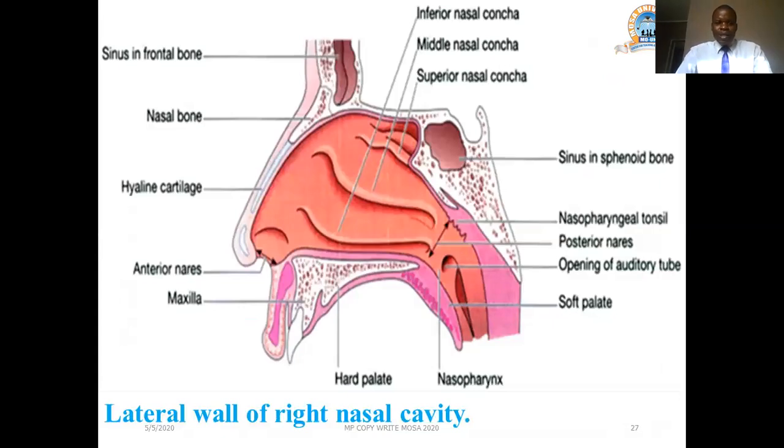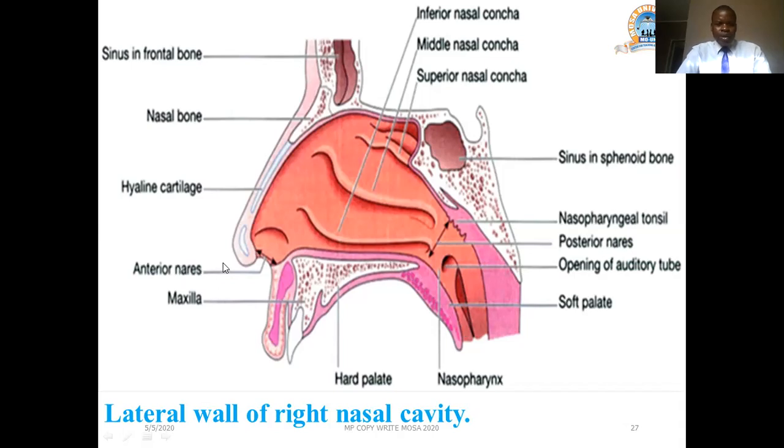Away from that, this is what we've been describing: the middle nasal concha, the superior nasal concha, also the sinuses in the sphenoid bone, which you can see from here. Also the nasopharyngeal tonsils, which undergo inflammation when someone has an infection of the tonsils. We also have the posterior nasal cavity, the opening of the auditory tube. That's where it passes through. Then the soft palate, an extension of the soft palate there coming from the tongue.